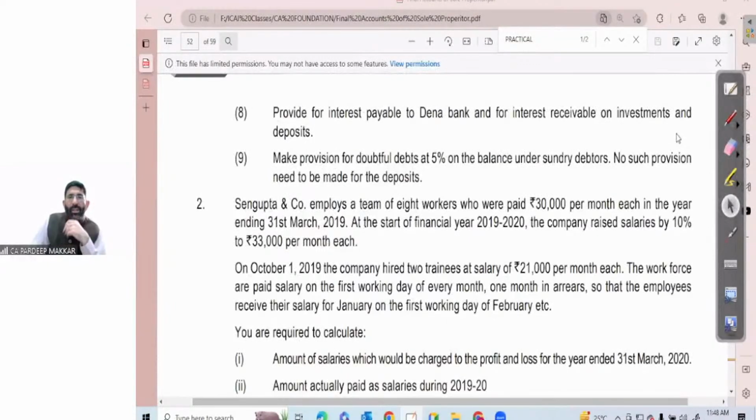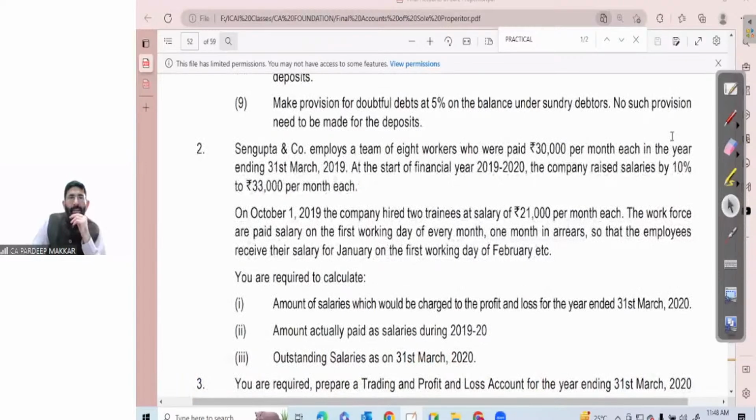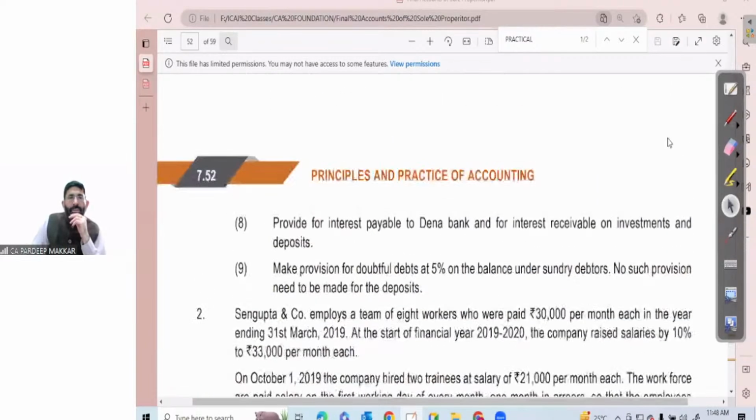Provision for doubtful debt is to be created. Sundry debtors पे करेंगे create. That's it. So these are the points given to you.